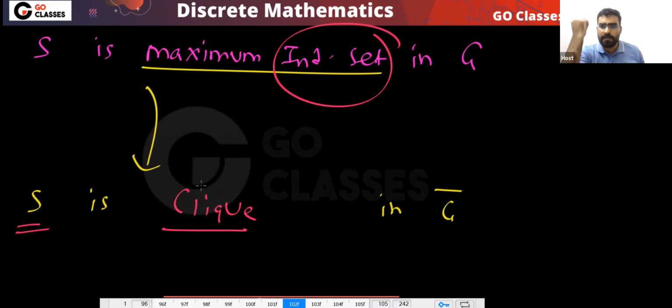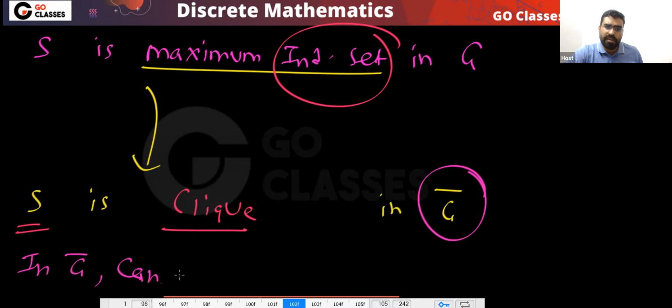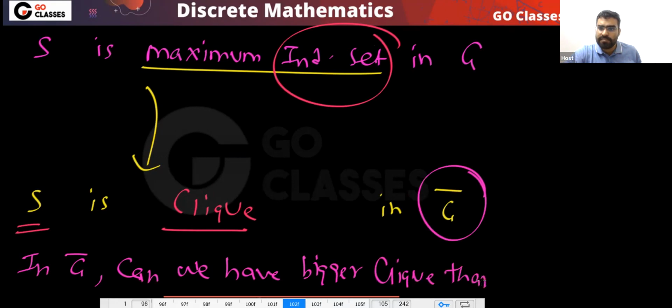But how can you guarantee that it will be the maximum clique? My question is this: in G complement, can we have a bigger clique than S? What is the reason? Can anyone tell me?